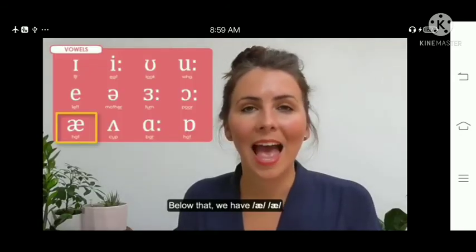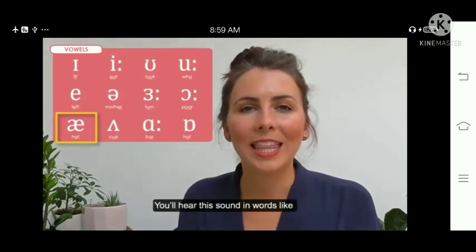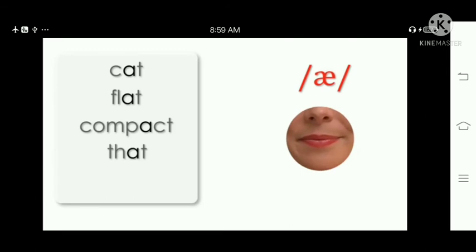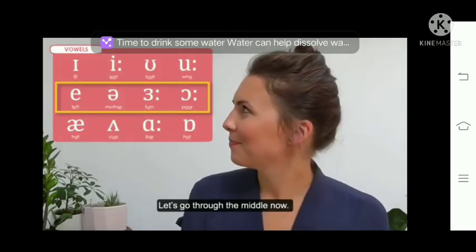Below that we have A. You'll hear this sound in words like cat, flat, compact, that.